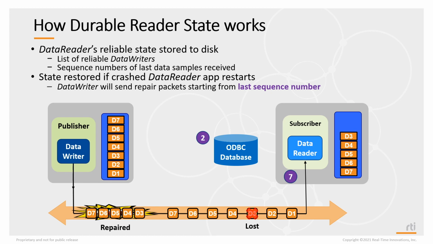Those are received. And now the subscriber can say, oh, I've got all 7 of them. I'll send an ACK for 7. And then eventually 7 is stored in the database. So instead of storing the entire queue like durable writer history, the subscriber actually stores far less. It's going to just store the last ACK value, or last ACK sequence number.